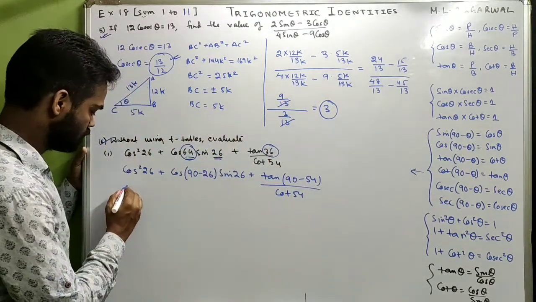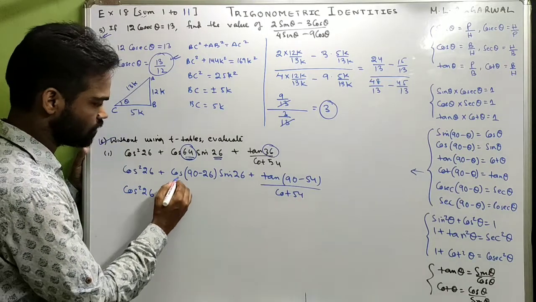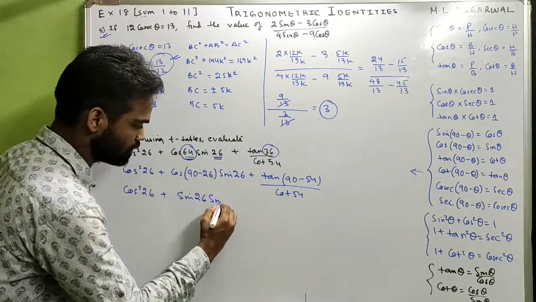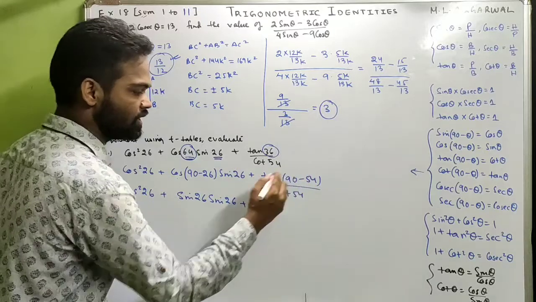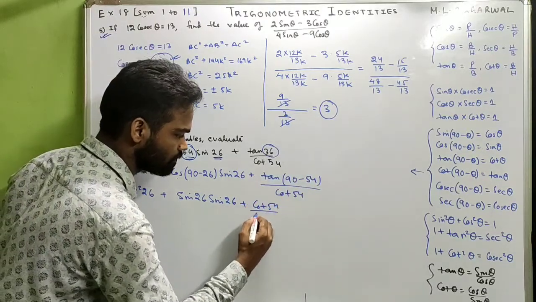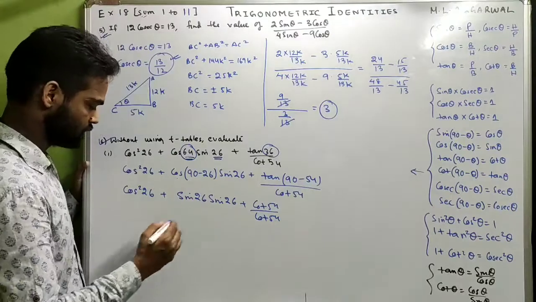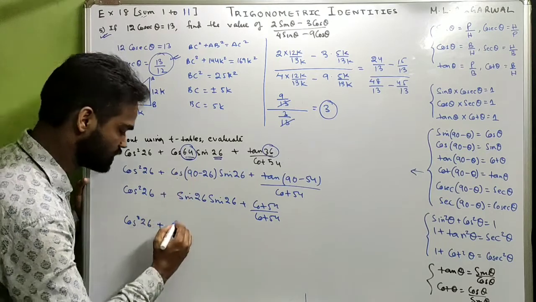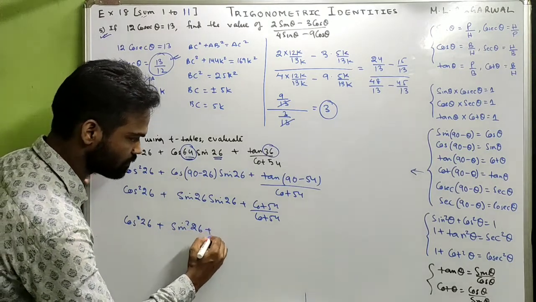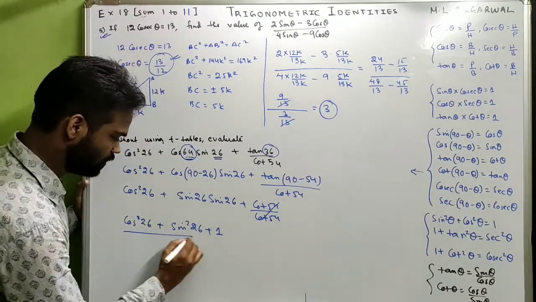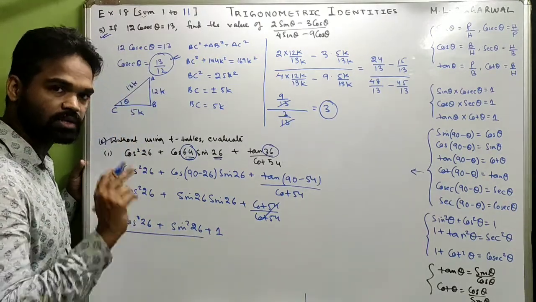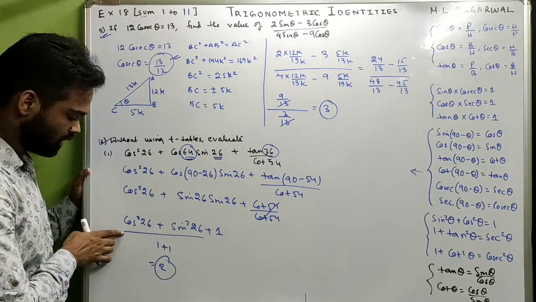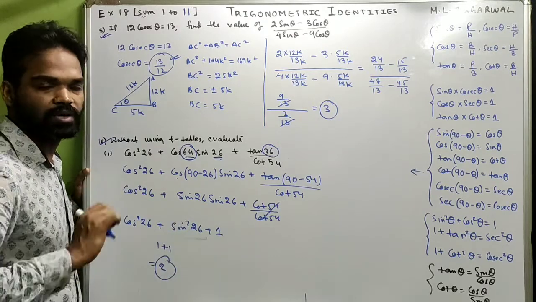Now look carefully. This is cos square 26 plus cos 90 minus theta is sin theta, isn't it? Multiplied by sin 26. Tan 90 minus theta is cot theta. Am I clear? Now look carefully. This is cos square 26. Sin 26 multiplied by sin 26. This is sin square 26. And this is 1. And we already have an identity. Sin square theta plus cos square theta is 1. So this is 1 plus 1, that is equal to 2. Am I clear? Now let us look at the next sum.